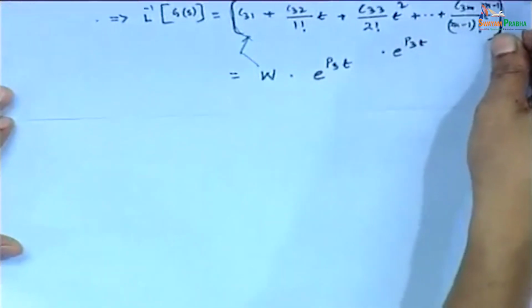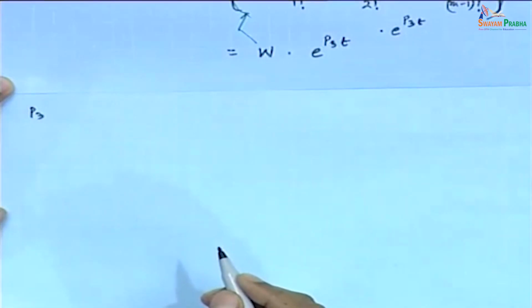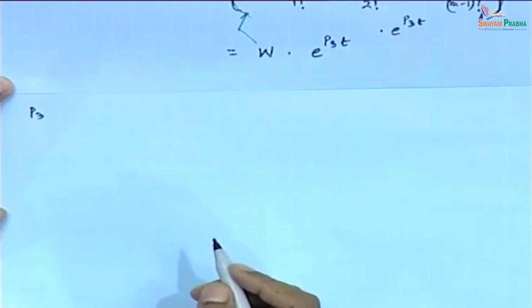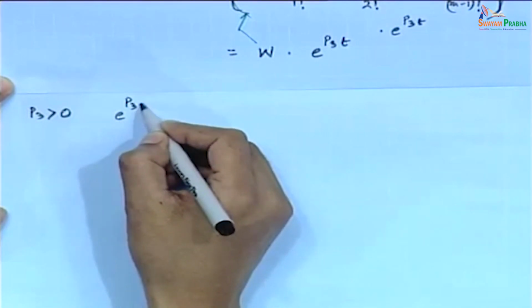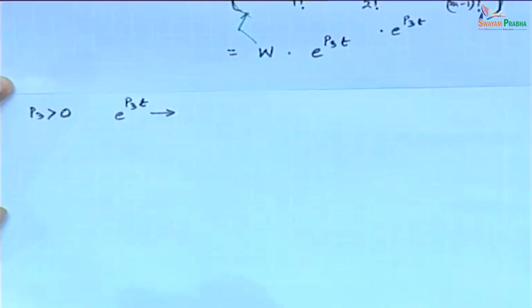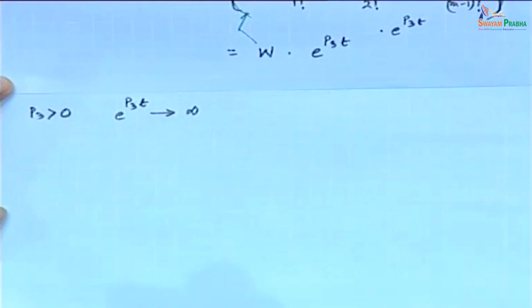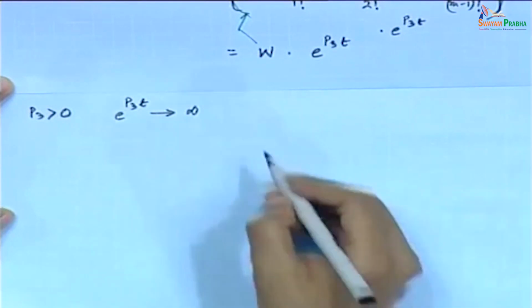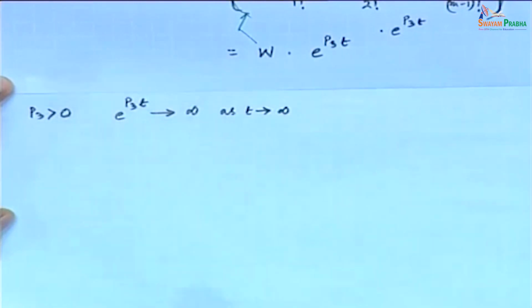So, next we will consider P3 greater than 0, then exponential of P3t grows to infinity, agree, as t tends to infinity.